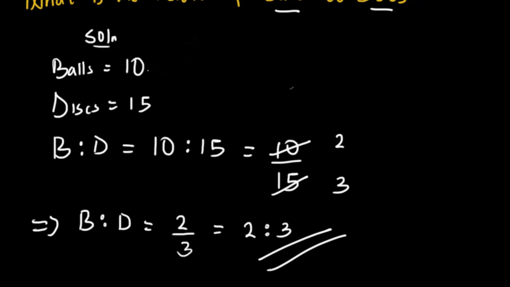Does that make sense? So basically, when you are being asked to find the ratio of balls to discs, you ask yourself, how many balls do you have? 10. Then how many discs do we have? 15. You take it to the lowest term, 5 here 2, 5 here 3. So it means that the ratio of balls to discs is 2:3. Do you understand?